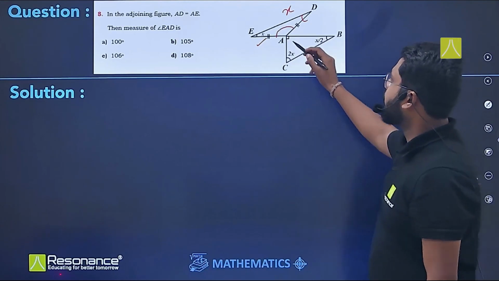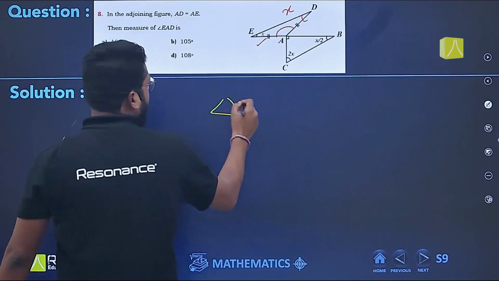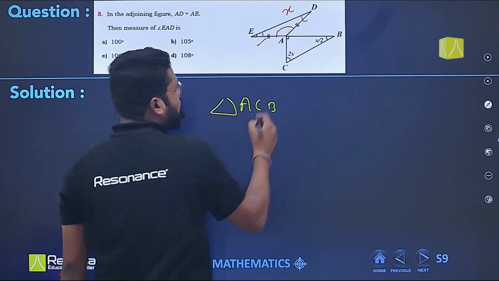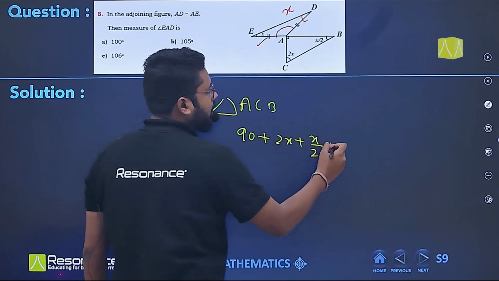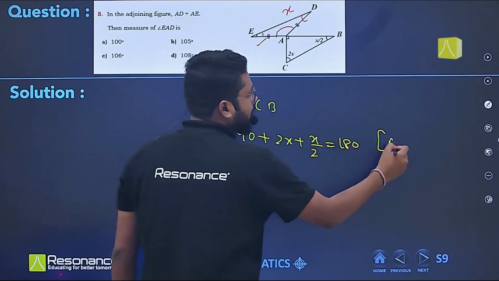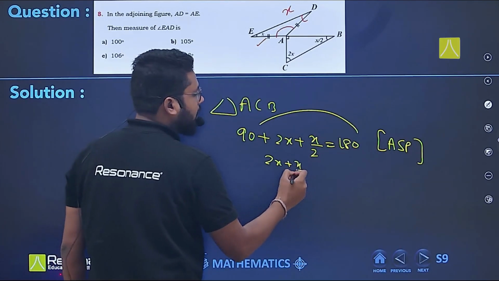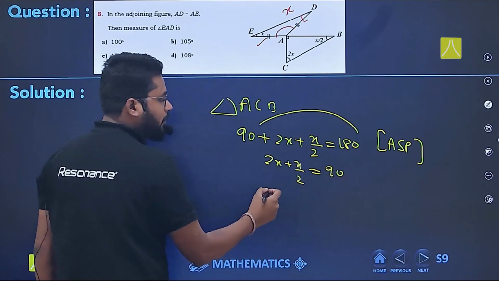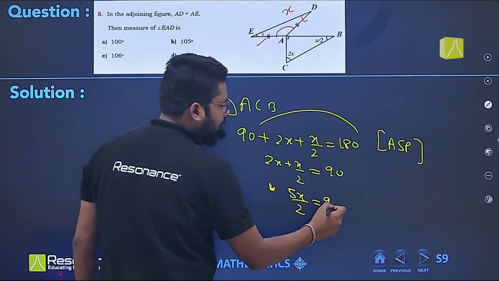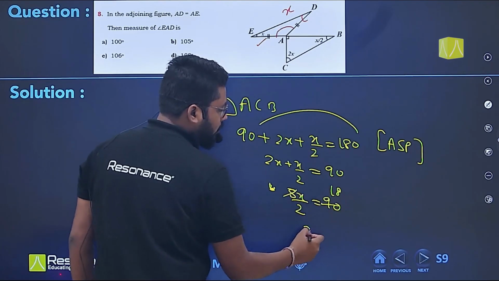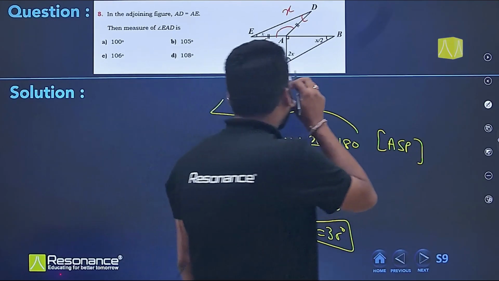Now, if you try to apply angle sum property in triangle ACB, so A is already given 90, C is 2x, and B is x by 2, equals to 180 by angle sum property. So shift 90 to the right side. 2x plus x by 2 will be 90. After taking LCM, we will find that it will be 5x by 2 equals to 90. So 5 into 18 is 90, so we'll get x as 36 degree.